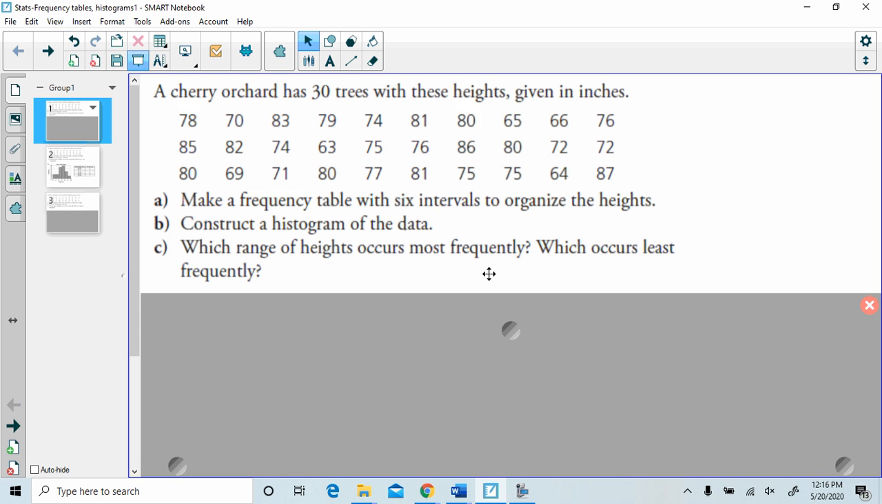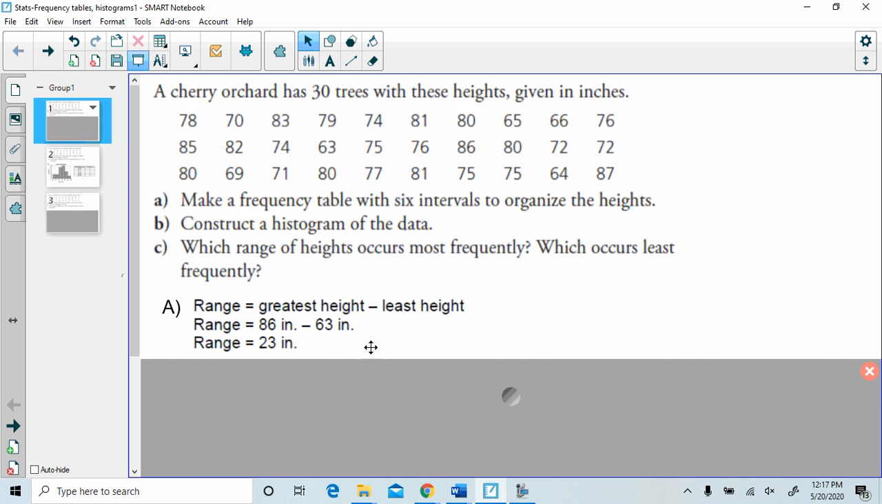So let's look at A first. To be able to create a frequency table with 6 intervals, we need to know the range. Remember, the range is the larger value minus the smaller value. And because 6 intervals has been chosen, not 5 or 7, we will then divide that range by 6 to give us the interval size. So our task right now is to calculate the interval size. We'll go through and do that.